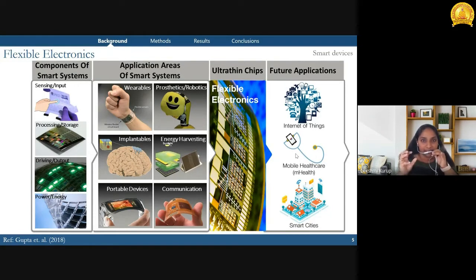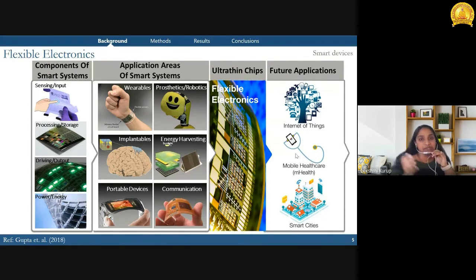Each smart device consists of small smart systems, which consist of an input sensing unit, a processing unit, as well as an output or driving unit. The input to a sensing unit can be any form of energy, that is mechanical, optical, thermal, or any other form, which is sensed by the input device and processed into electrical signals. And we get an output also in any form. It can be thermal, electrical, or mechanical, so the output can be in terms of power or energy.